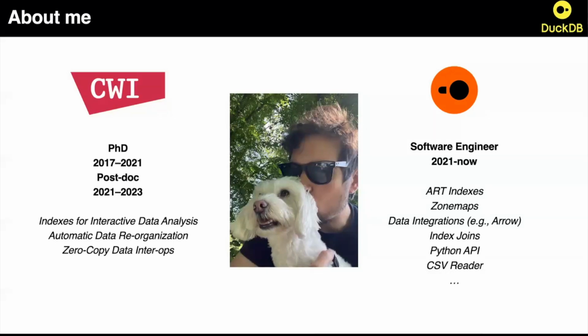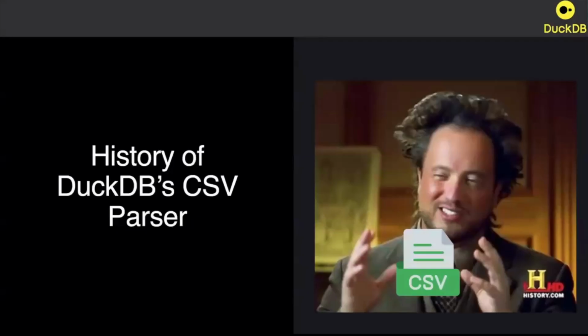And I did all sorts of stuff there. I implemented the ART index. I did the initial implementation for zone maps. I worked a lot in data integrations, so Arrow, ADBC, Substrait, whatnot. I did index joins that unfortunately have been recently deprecated because the hash joins just got so much better. Python API, also I did a lot of work there, and more recently, the CSV reader. In case of doubts, I'm the one with the red arrow. The other one is my barking analyst, Oogie Boogie.